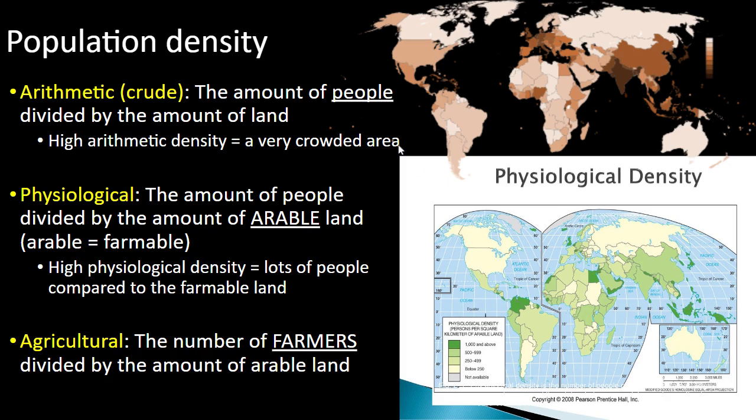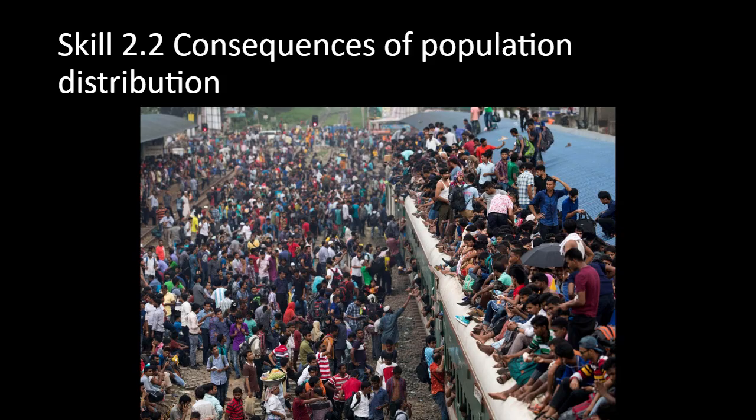All right. So just remember the key words here that we've underlined. Arithmetic is about people. Physiological is about arable land. Agricultural is just looking at farmers. So the next is going to be your skill 2.2, the consequences of population distribution.